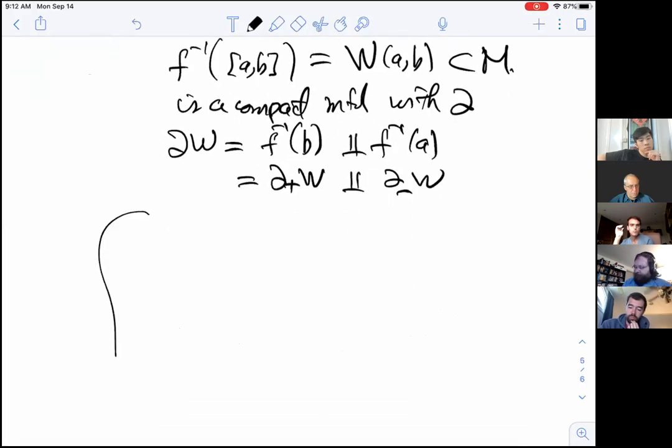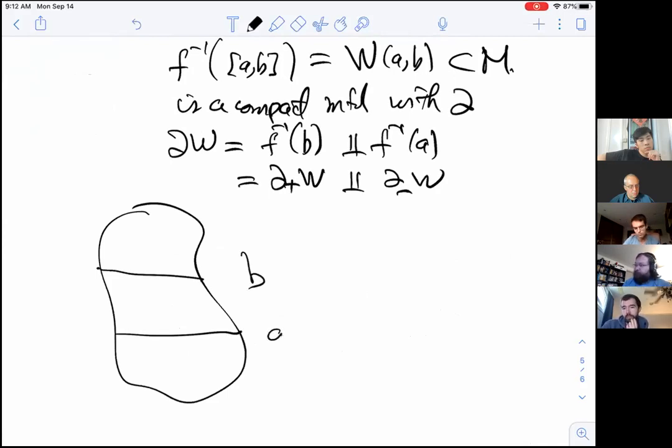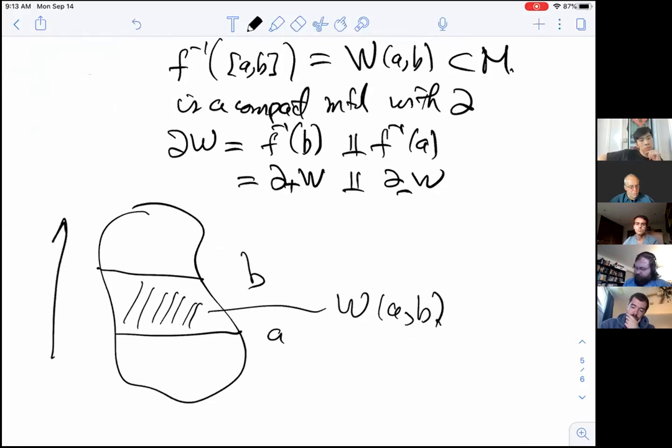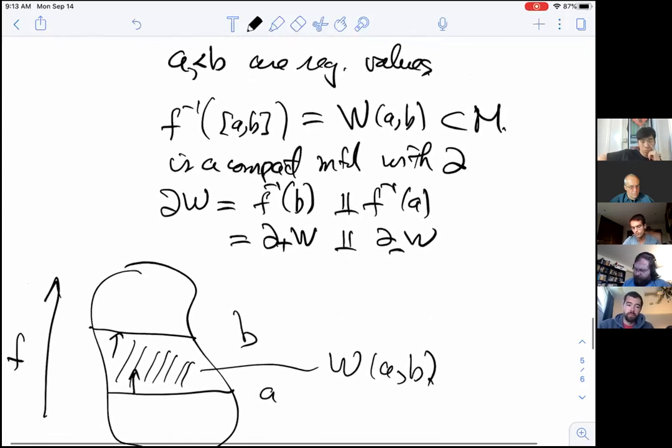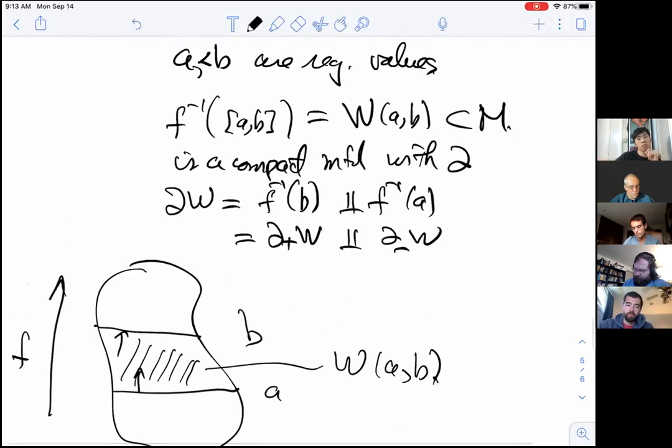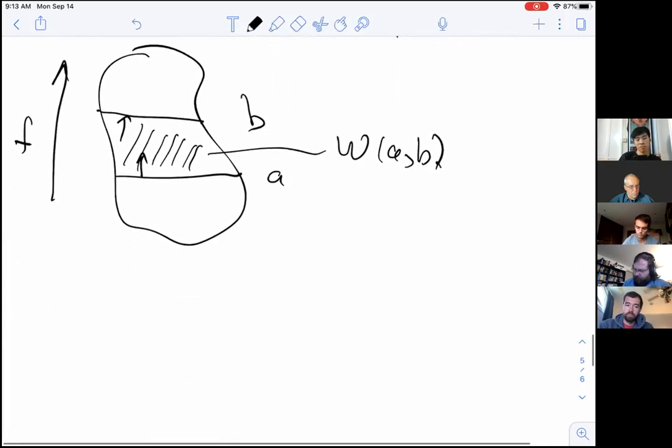And the picture is simply, here's the manifold M, here's the level set b, here's the level set a, and here's the manifold W of a,b, and the function is increasing in this direction. So this is boundary minus, and the preimage of b is boundary plus. So that's the typical way that even if you're only interested in closed manifolds, you end up studying manifolds with boundary, and notice the function's clearly locally constant on the boundary. All right.